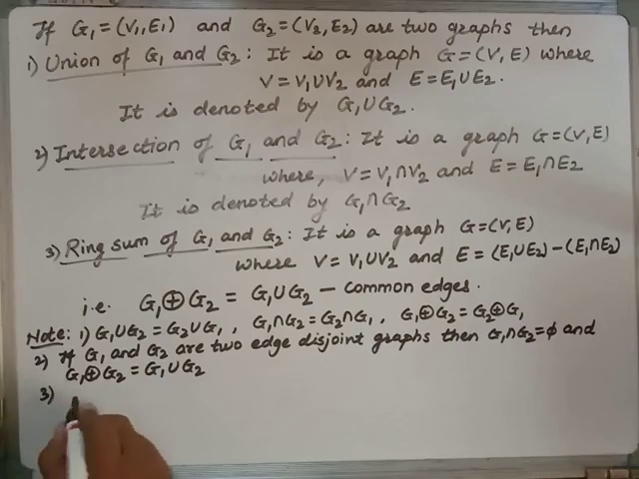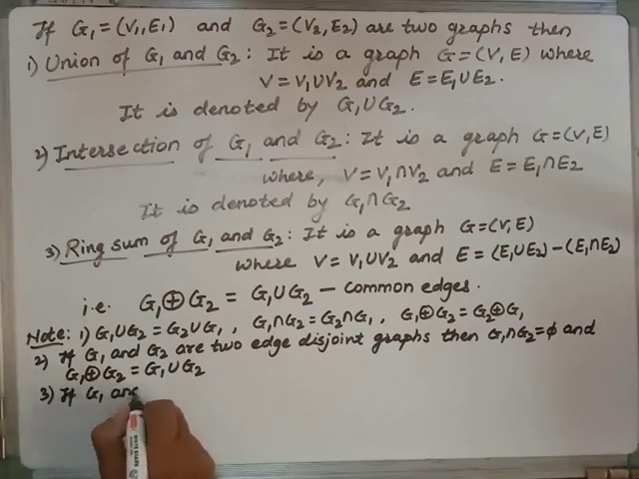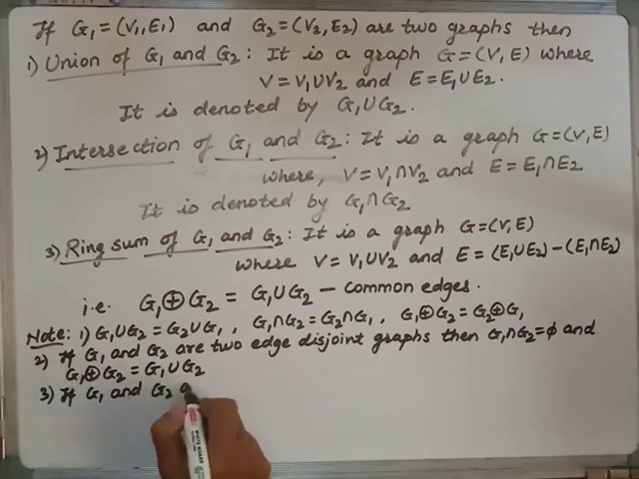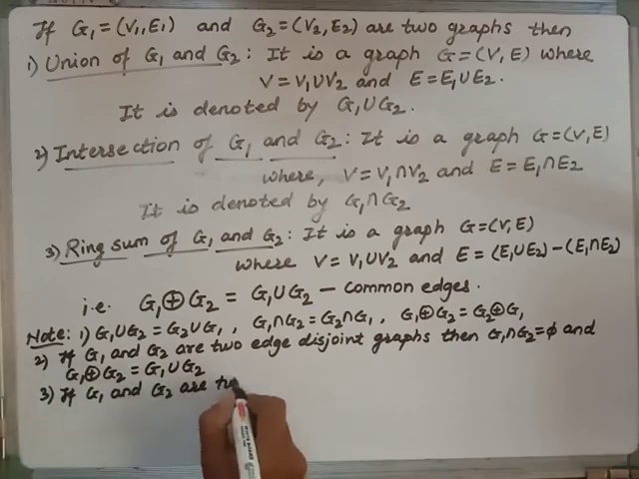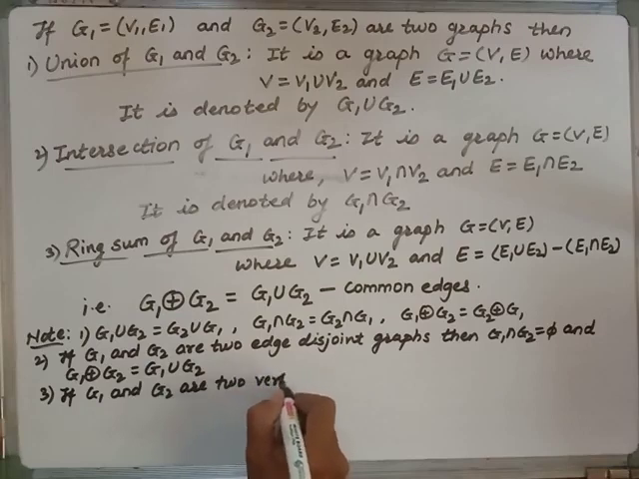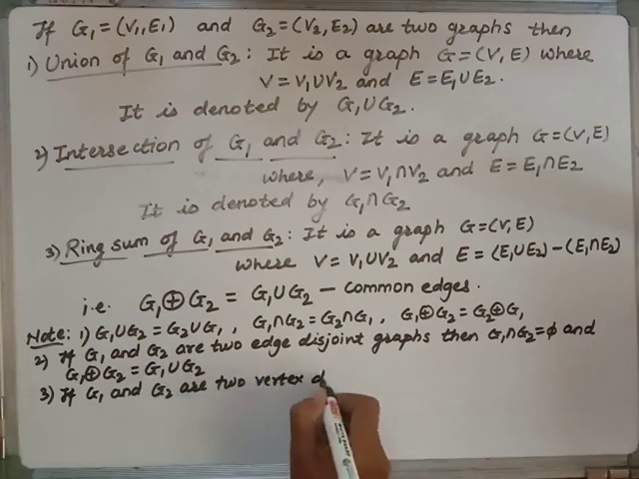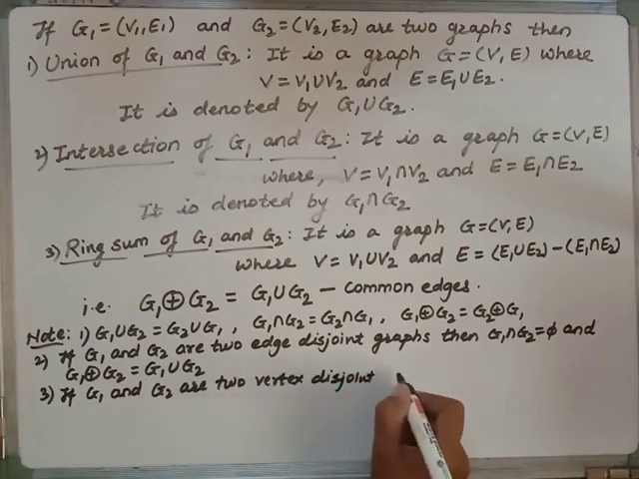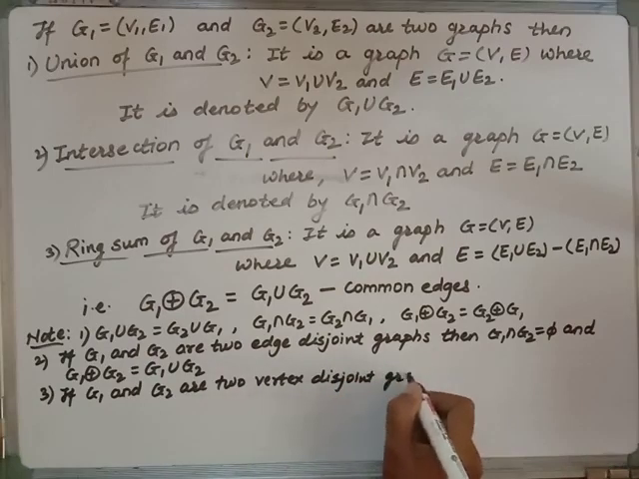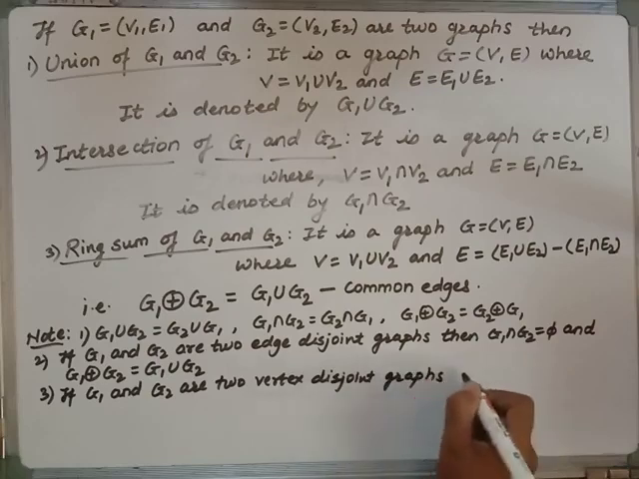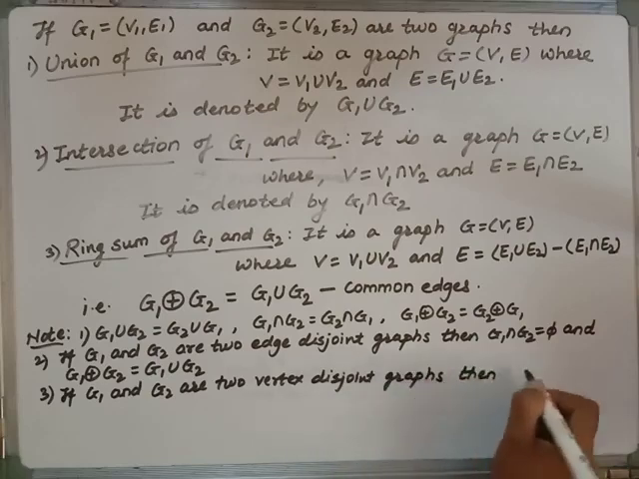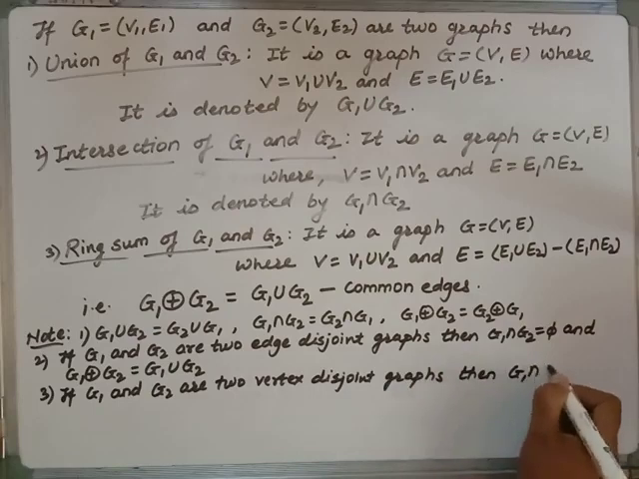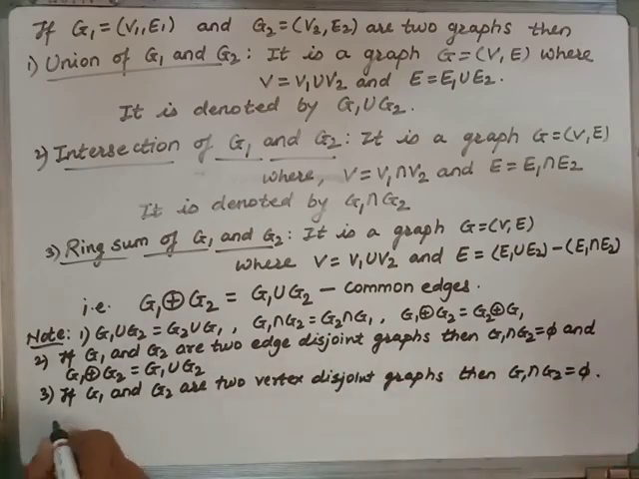Third, if G1 and G2 are two vertex disjoint graphs, then simply G1 intersection G2 is what? An empty set.